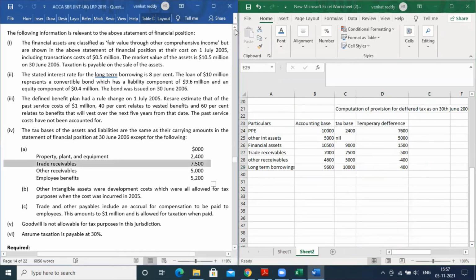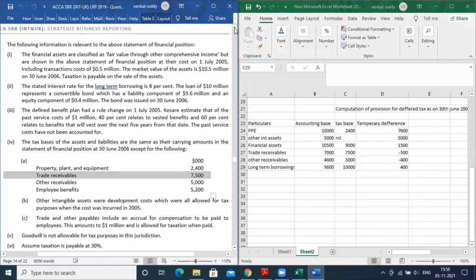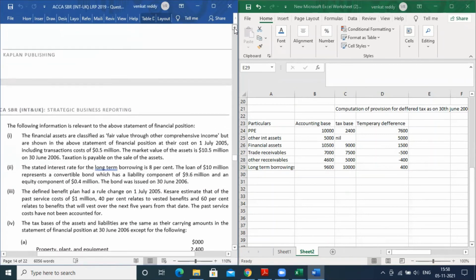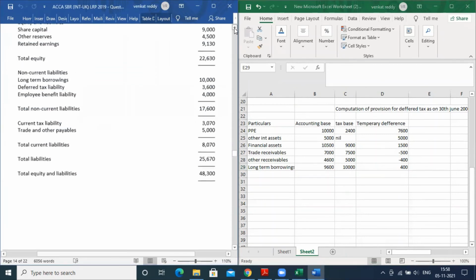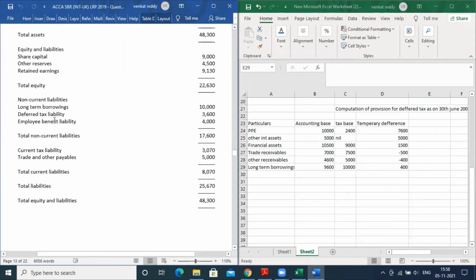Then next, deferred tax liability. At the time of calculating the deferred tax provision, we will consider this tax liability, so for the present we will be leaving it. Next is employee benefit liability.